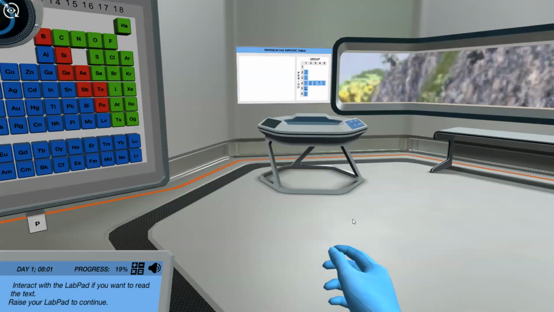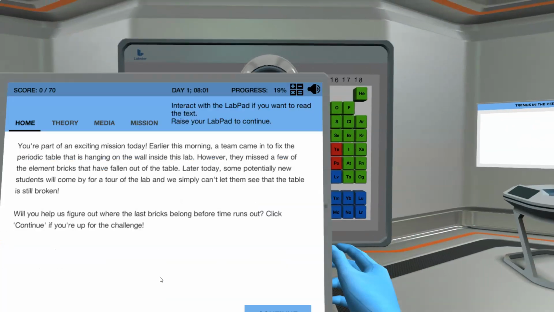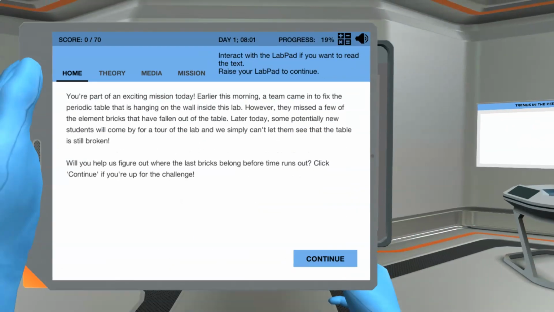Later today, some potentially new students will come by for a tour of the lab, and we simply can't let them see that the table is still broken. Will you help us figure out where the last bricks belong before time runs out? Click Continue if you're up for the challenge.